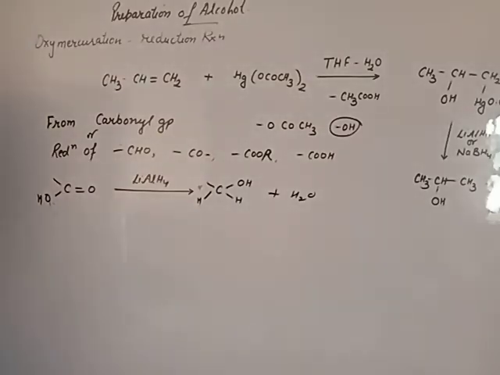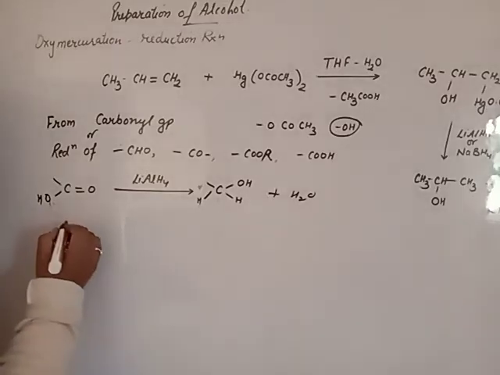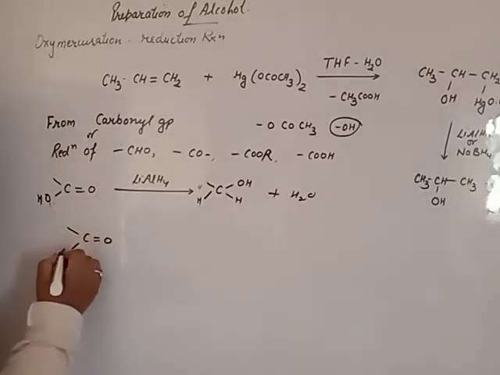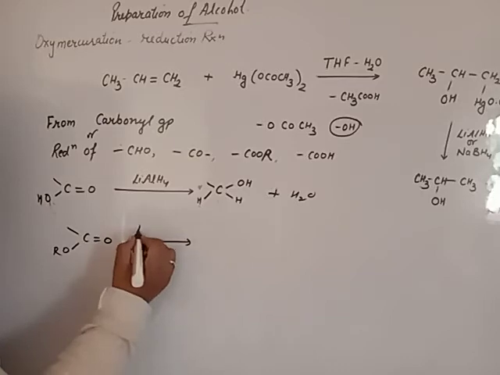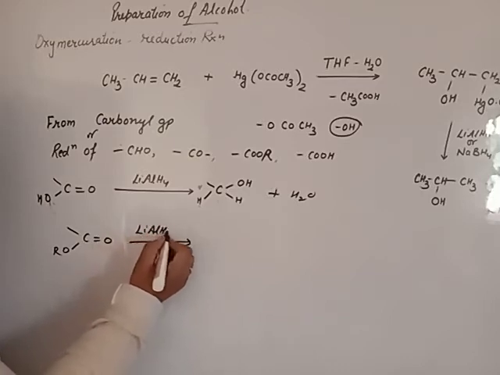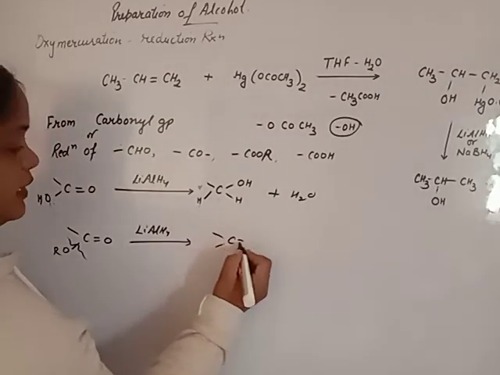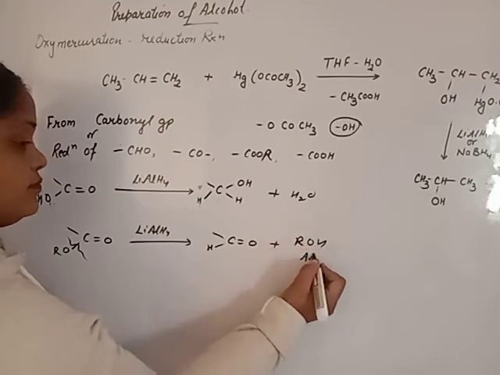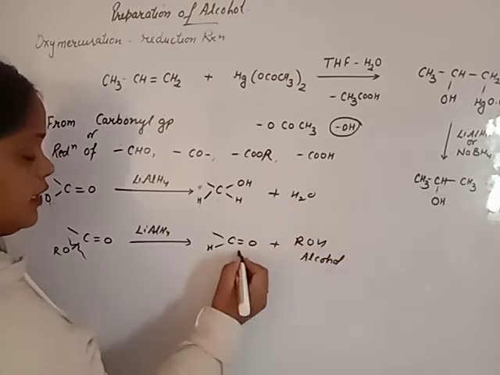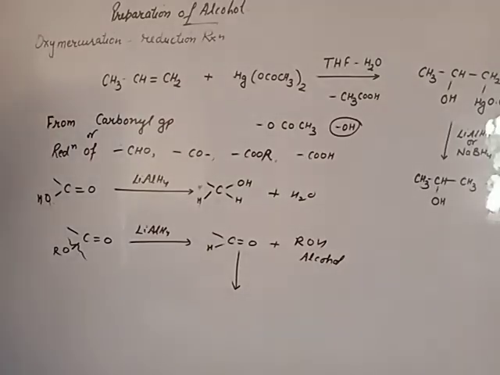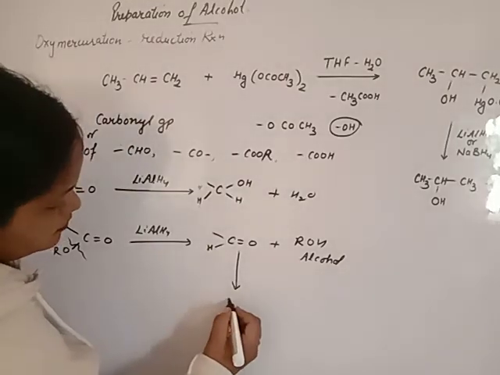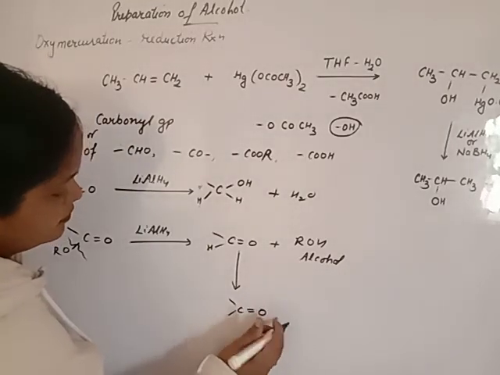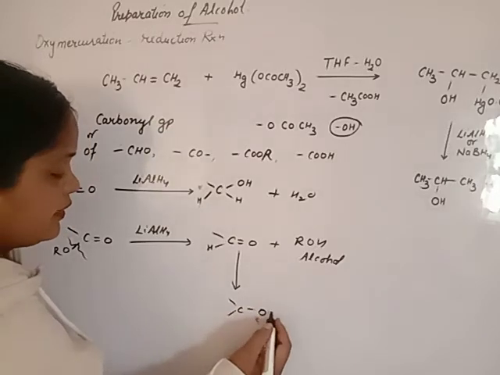If we have an acid with OH, beta, water is released. Now ester: if we have an ester with lithium aluminium hydride, first of all this will break to give aldehyde or ketone and alcohol. It will again be reduced to give alcohol.